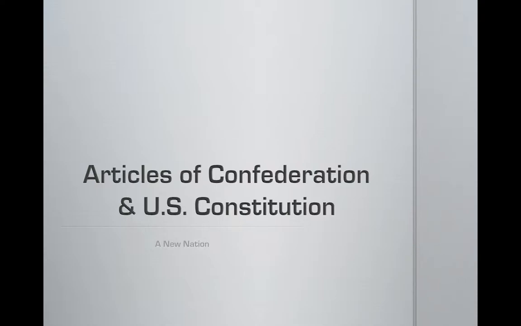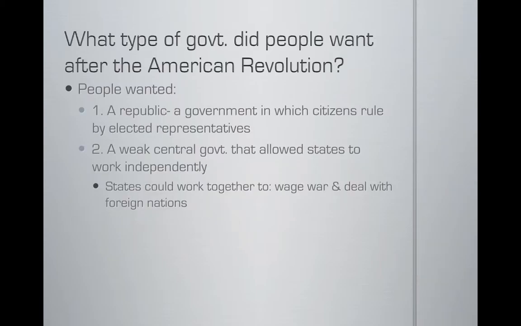So even though it says the Articles of Confederation and U.S. Constitution, we're actually just focusing on the Articles of Confederation in this section, and this will be what is on your midterm. So the Articles of Confederation is the United States' first form of government.